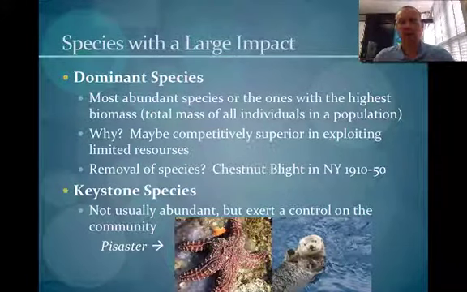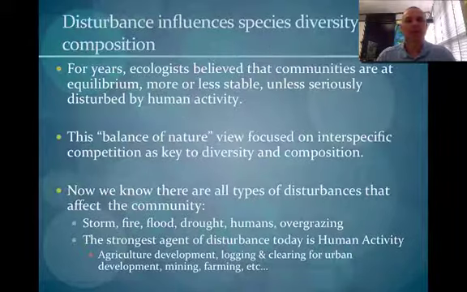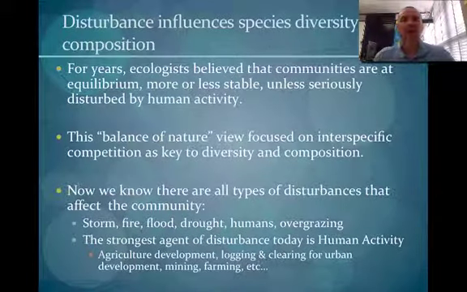So the keystone species have a dramatic impact on the other organisms around them, even though they're not necessarily the most abundant ones. The next thing is disturbances influence species diversity and composition. For many, many years, ecologists believed that communities were in equilibrium unless humans did something seriously to disturb it. It's called the balance of nature, which meant that interspecific competition, which we talked about last time, competition, predation, herbivory, were the key to diversity and composition.